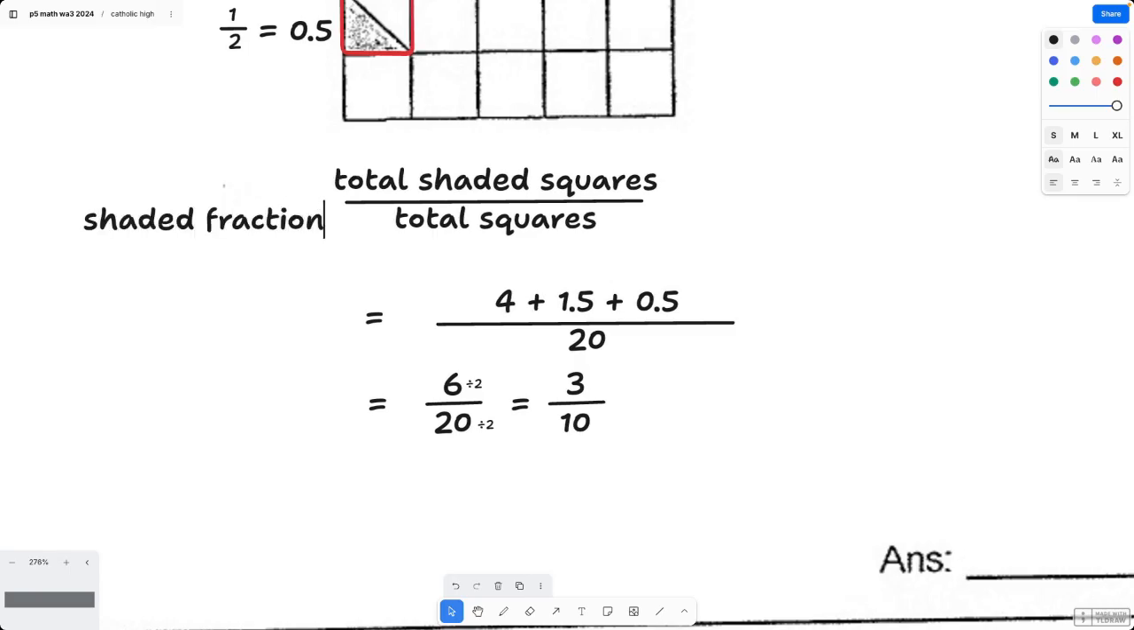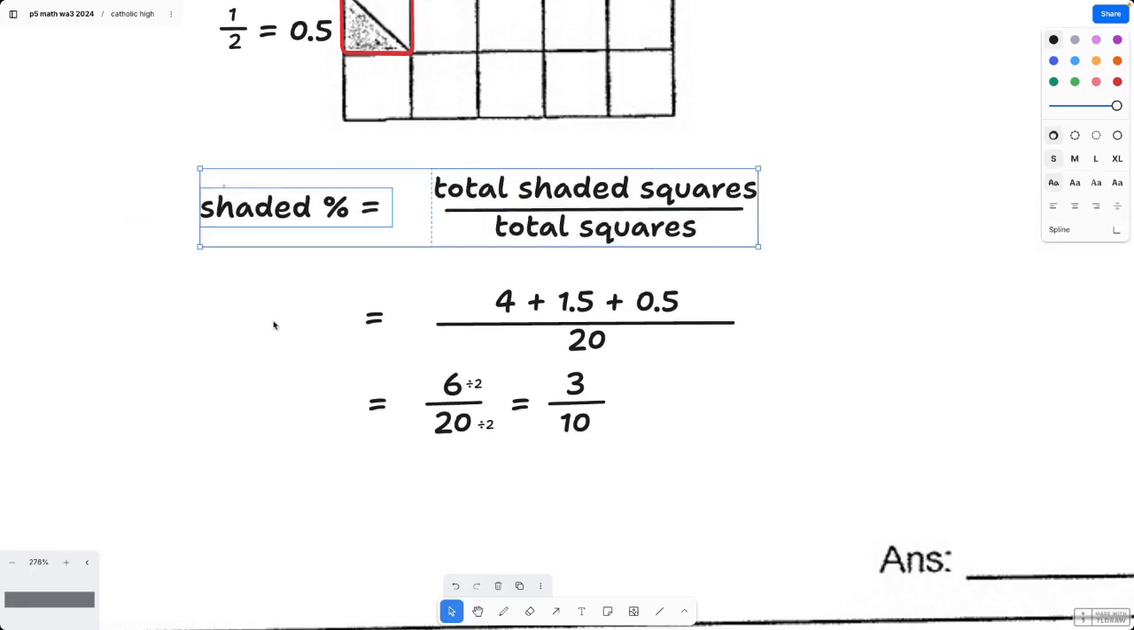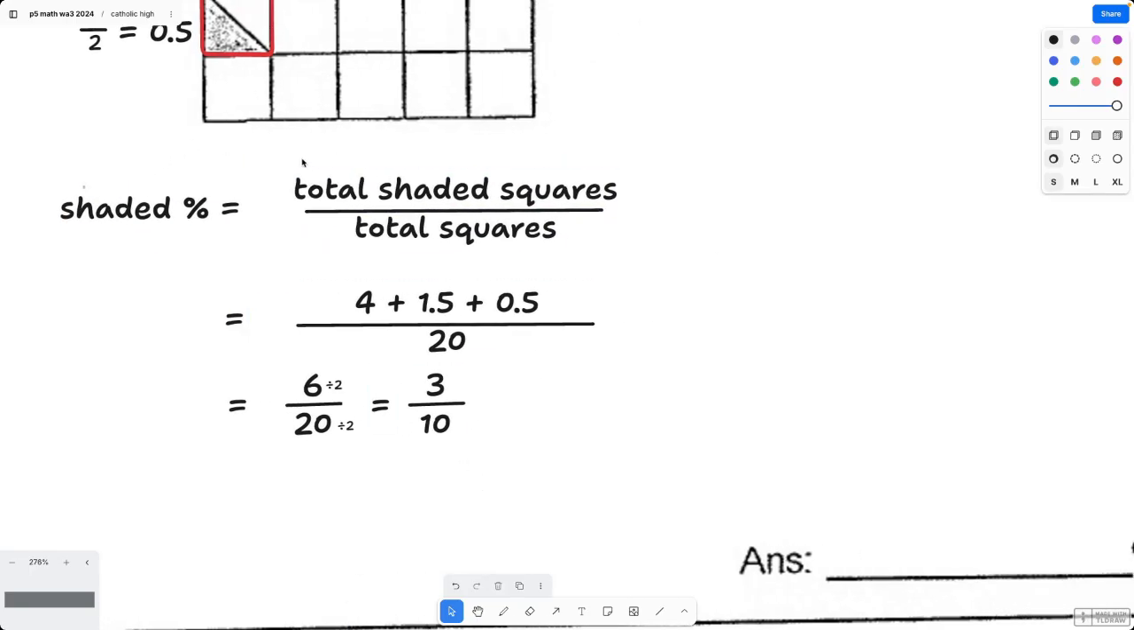fraction. Okay, so at the same time, we also can say shaded percentage, right? So I'm just gonna add that up. Okay, so shaded percentage is equal to total shaded equal to total squares, and then you in a way multiply by 100. Okay, so we just multiply by 100. So we have this, right? 3 out of 10 multiply by 100.